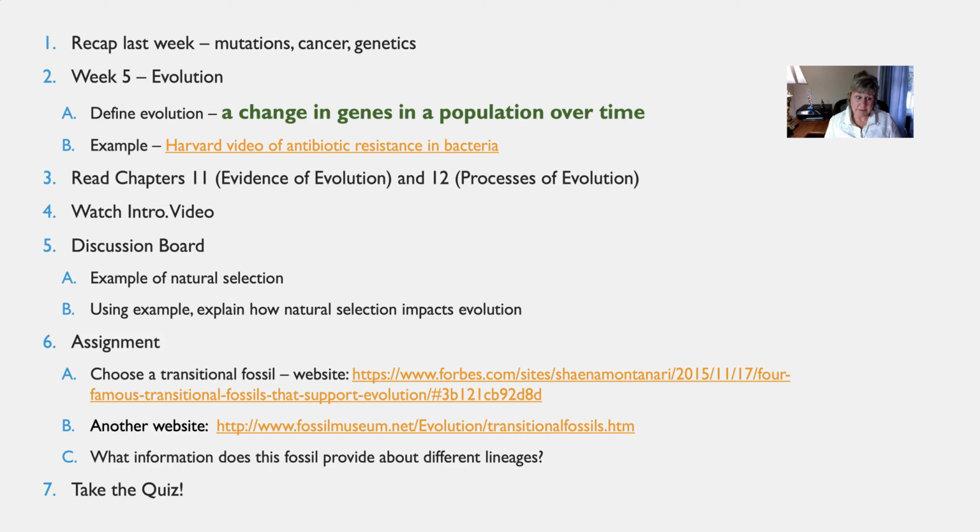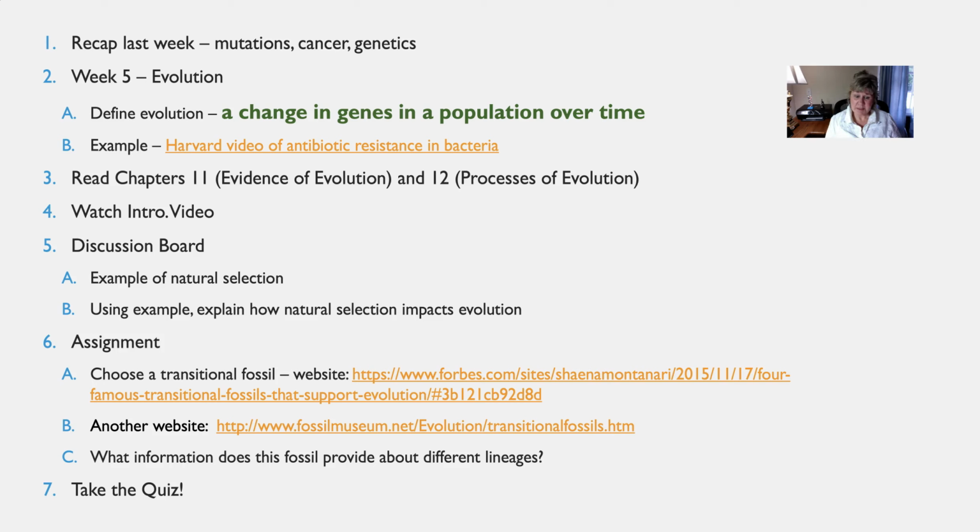In your writing example, you need to choose something called a transitional fossil. Choose one. Tell me the name of it. Okay? You're not just talking about transitional fossils. You're telling me one transitional fossil, and I give you a couple of websites here that you can use to help you find one. And then you're going to explore this transitional fossil a little bit, and you're going to tell me the information that this particular fossil gives us that helps us link different species.